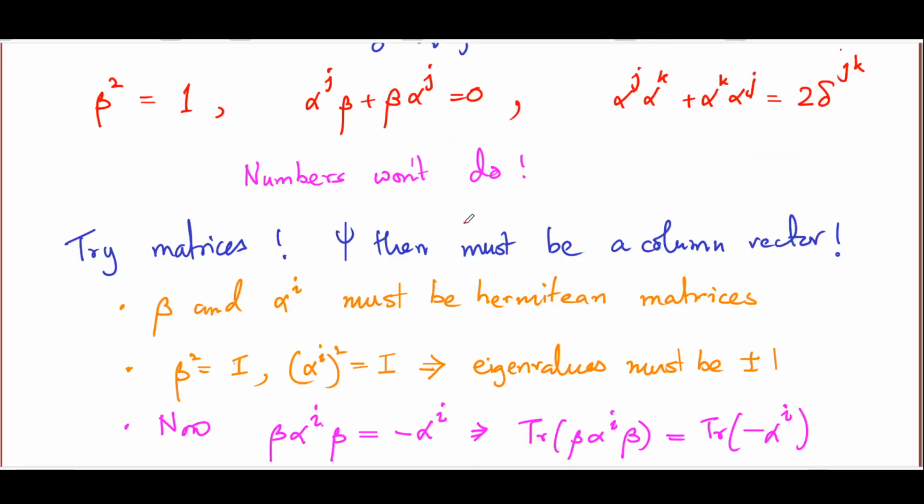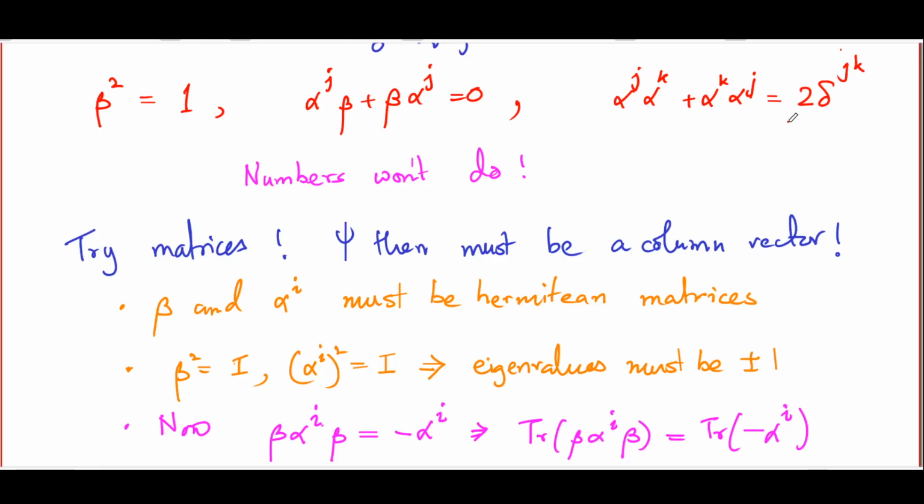Now the first thing that we see from these equations is the following. We would have loved the quantities α_1, α_2, α_3 and β to be numbers, but that simply will not work. β² equal to 1 would immediately imply that β is not 0 if we are talking of numbers, and that would lead to the statement that alphas would have to be 0. But if alphas were 0, you would not be able to satisfy the last demand. So numbers simply won't do.